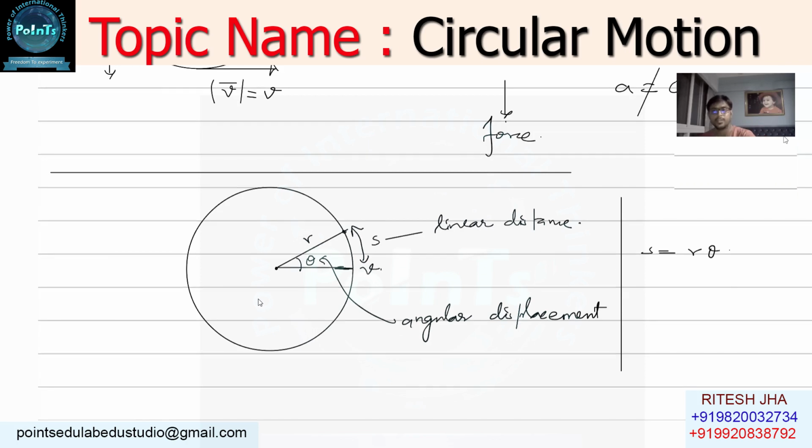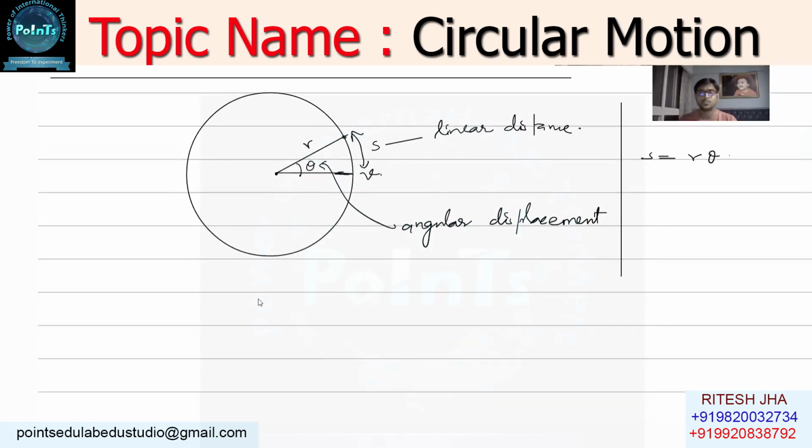Okay, so s equals r theta. If I write the derivative of s with respect to time, r is a constant, so it's r d theta over dt. Now, how do we define ds by dt? As v. Have you done derivatives? Yep. So v is equal to r d theta over dt.